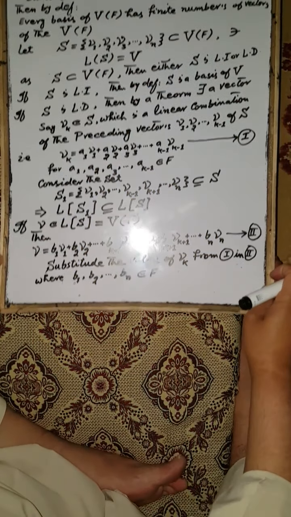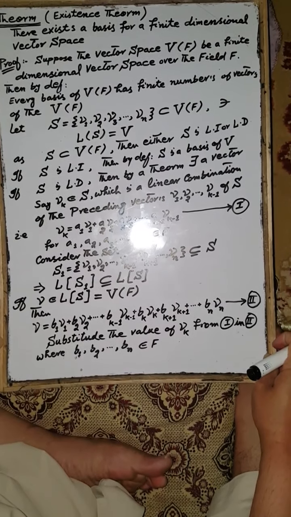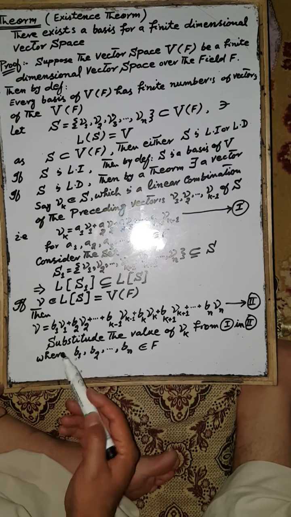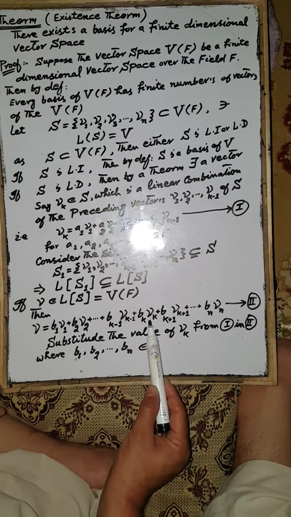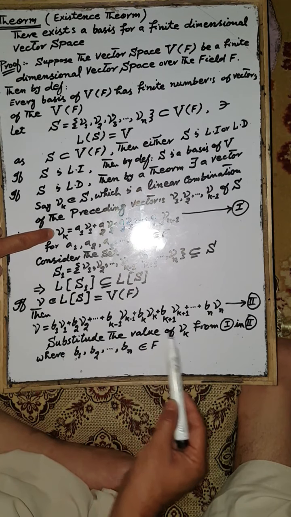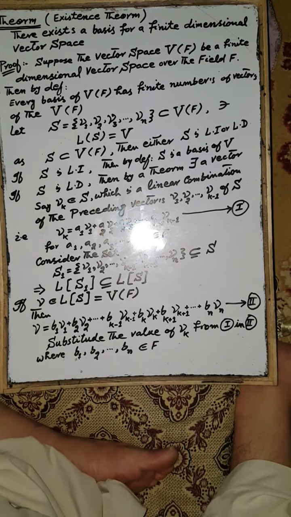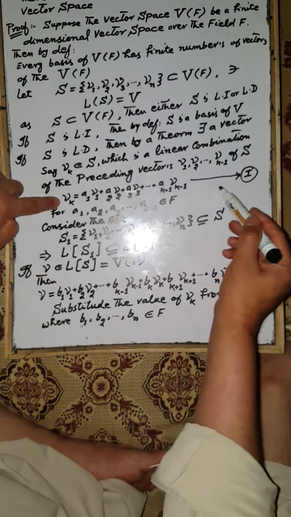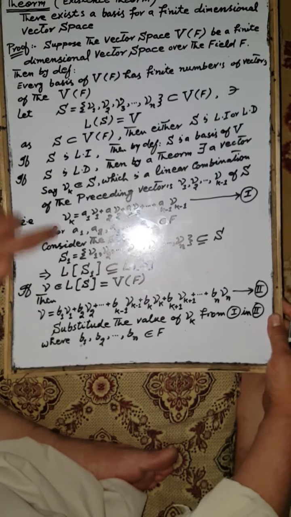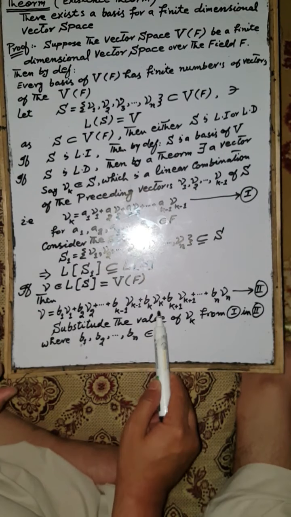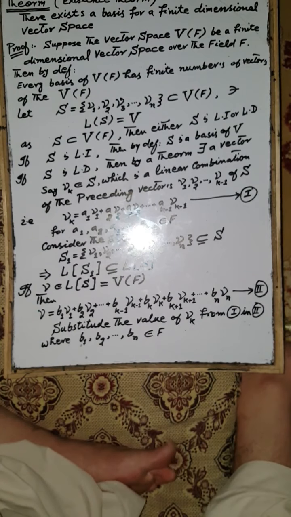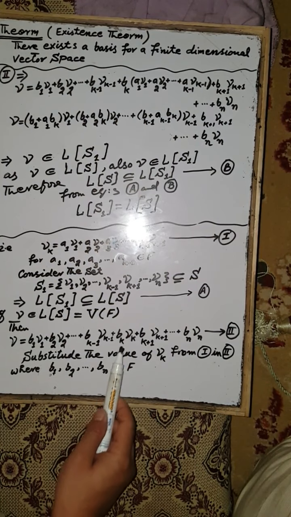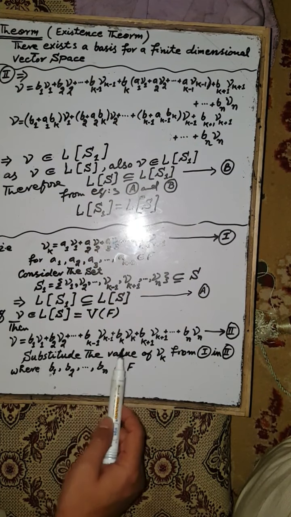Now substitute that b1, b2 up to bn are the elements of the field, that is, these are the scalars. Substitute the value of vk from equation number first in equation number second. That is, the value of vk is this one.